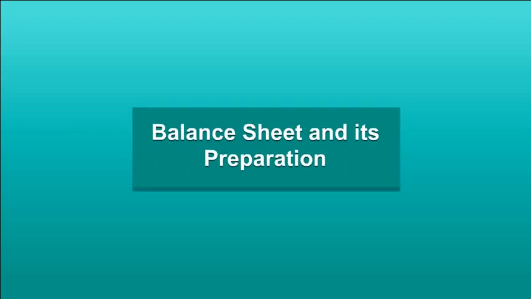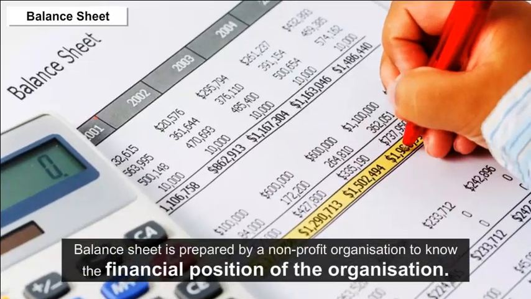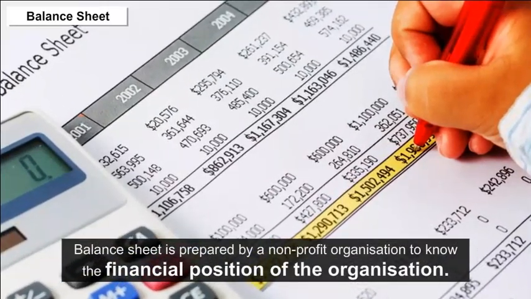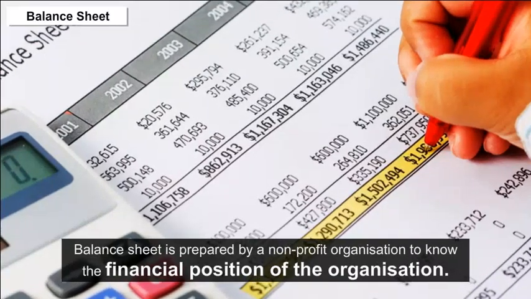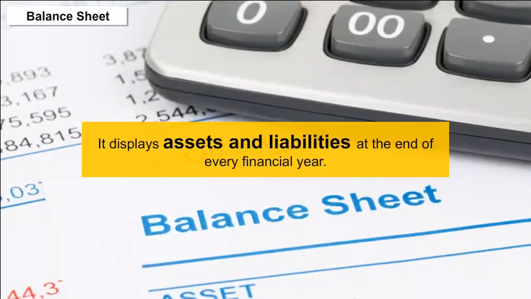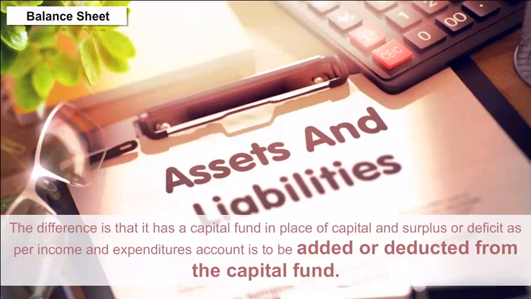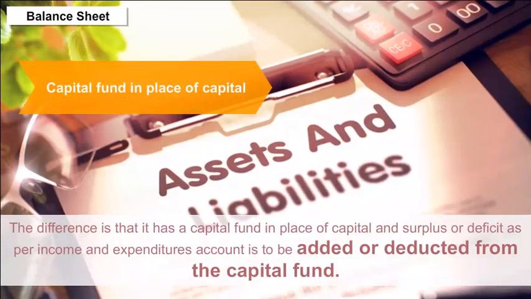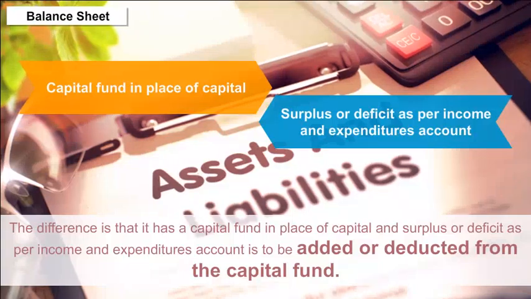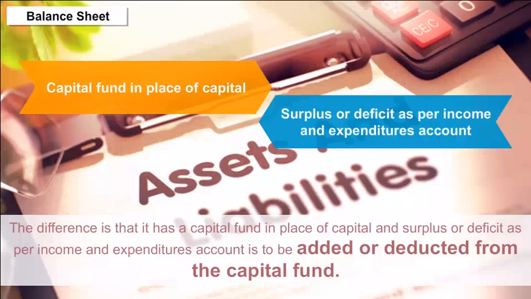Balance sheet and its preparation. A balance sheet is prepared by a non-profit organization to know the financial position of the organization. It displays assets and liabilities at the end of every financial year. Assets are displayed on the right side, whereas liabilities are displayed on the left side. The difference is that it has a capital fund in place of capital, and the surplus or deficit as per the income and expenditure account is to be added to or deducted from the capital fund.